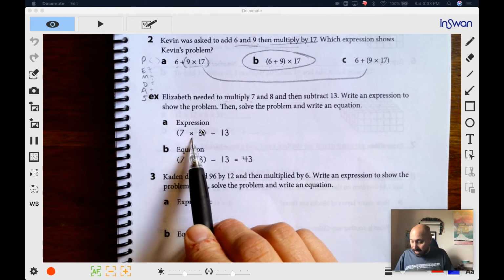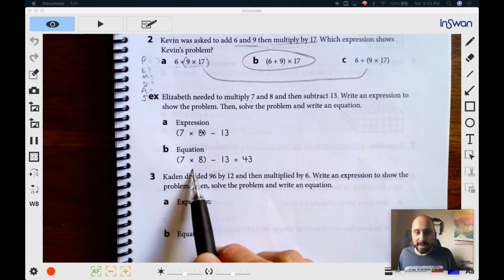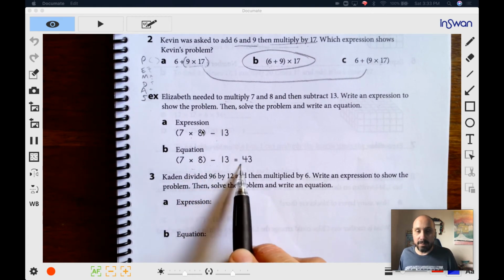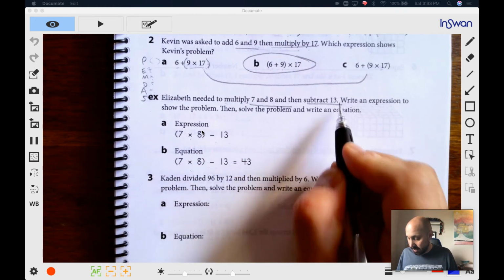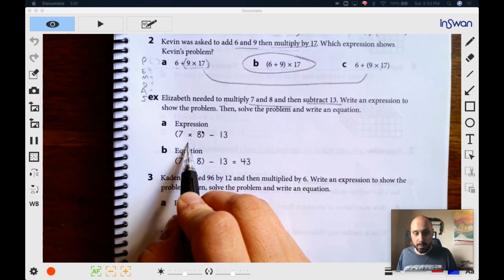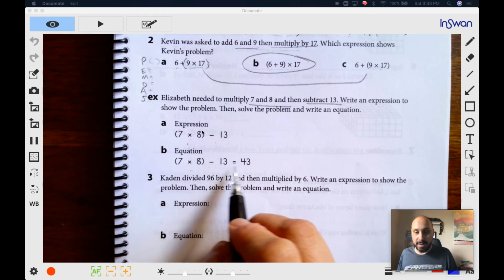So 7 times 8 minus 13. The equation is 7 times 8 minus 13 equals 43. So to multiply 7 and 8 and subtract 13 looks like this with the expression with no answer. The equation is the exact same thing, but with an answer, okay?